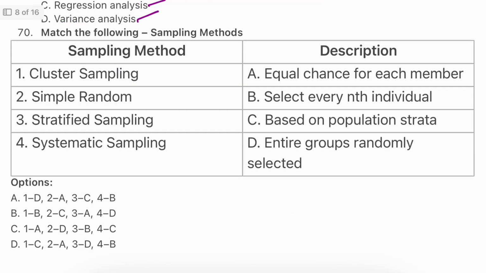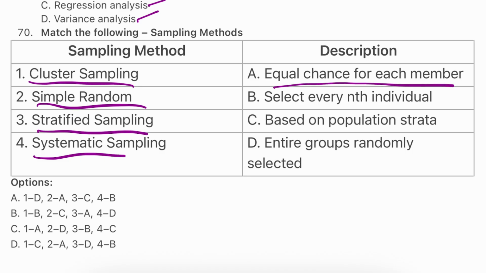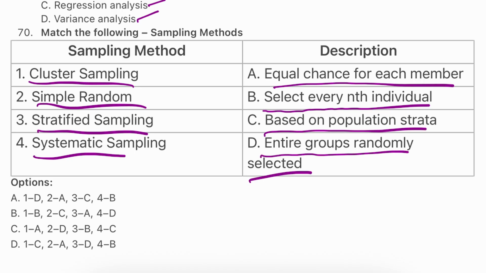Question number 70. Match the following: cluster sampling, simple random, stratified sampling, systematic sampling. Here, equal chance of each member. Select every nth individual. Based on population strata. Entire group randomly selected.